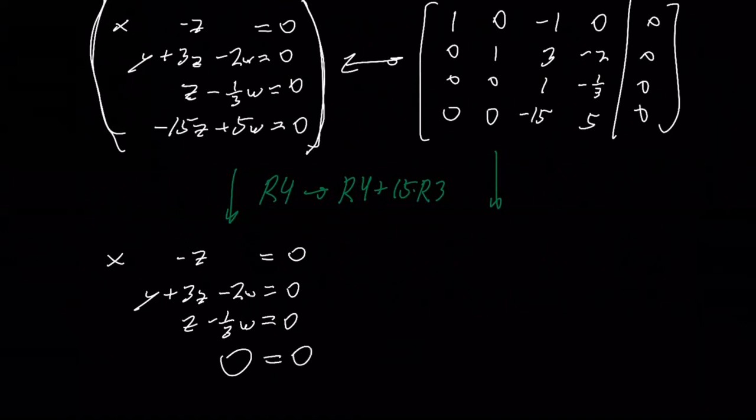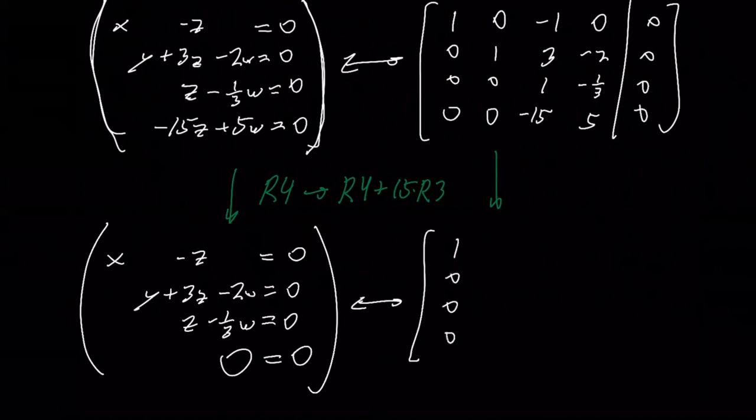equals 0. That's interesting. That's an interesting thing that just happened, right? We somehow got the whole 4th row to just completely go away. We actually lost an equation now. We'll talk about the implications of that in a second. -1, 3, 1, 0, and 0, -2, -1/3, 0.